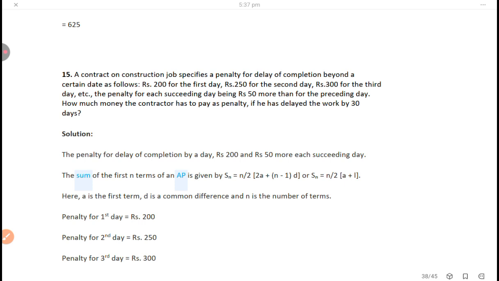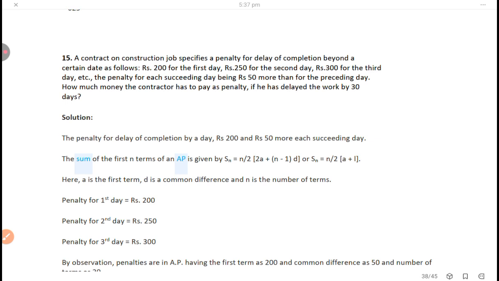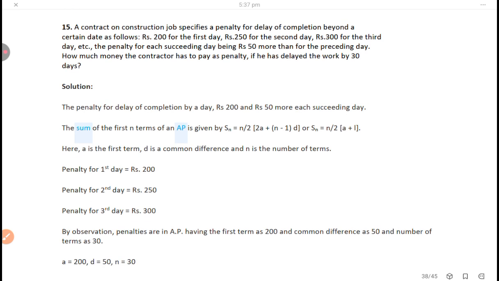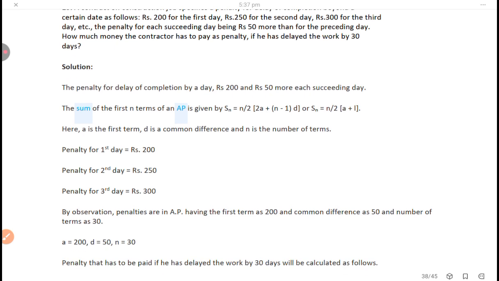A contract on a construction job specifies a penalty for delay of completion beyond a certain date as 200 for the first day, 250 for the second day, 300 for the third day, etc. The penalty for each succeeding day is 50 more than the preceding day. How much money does the contractor have to pay as a penalty if he delays for 30 days? So read the question two times and get the idea. Before that, whatever data is given, write it down.